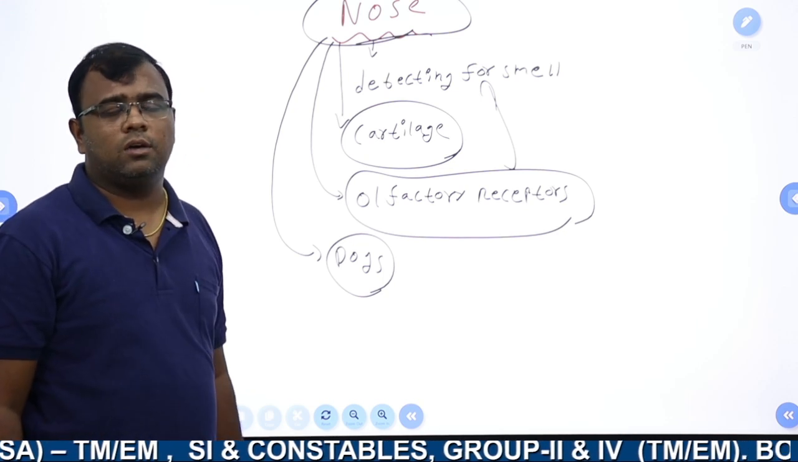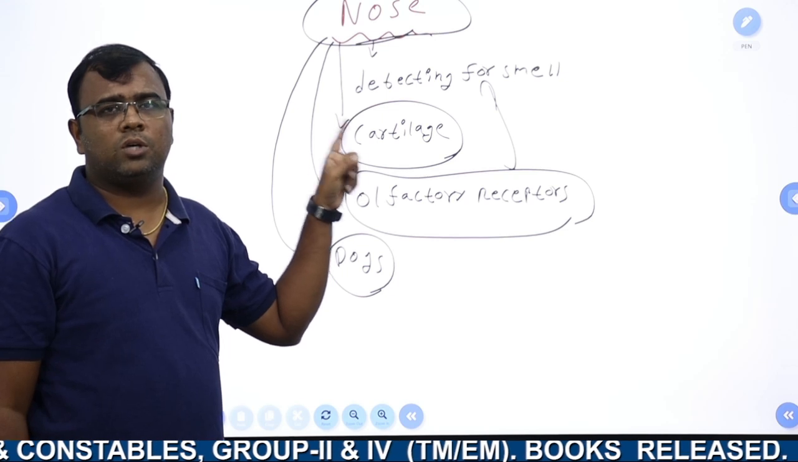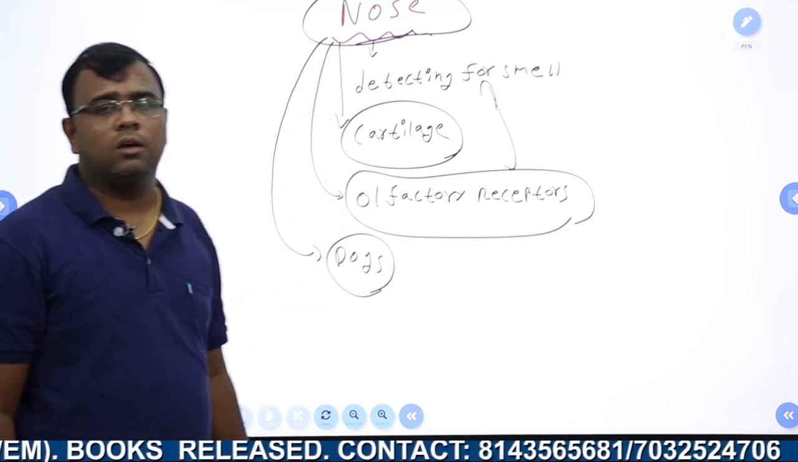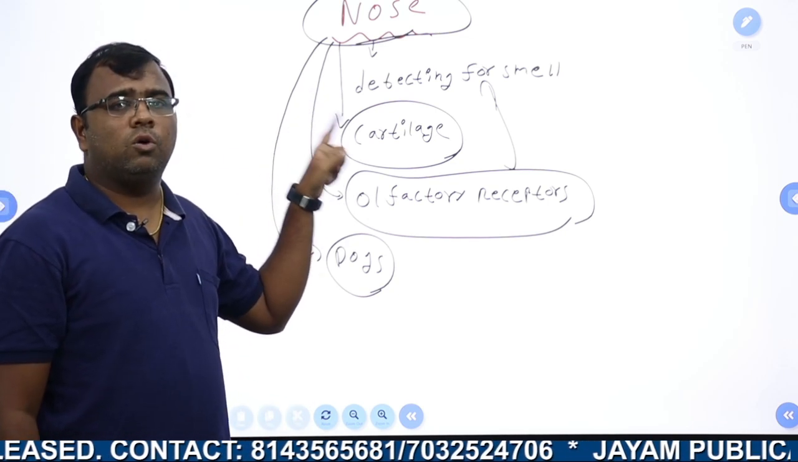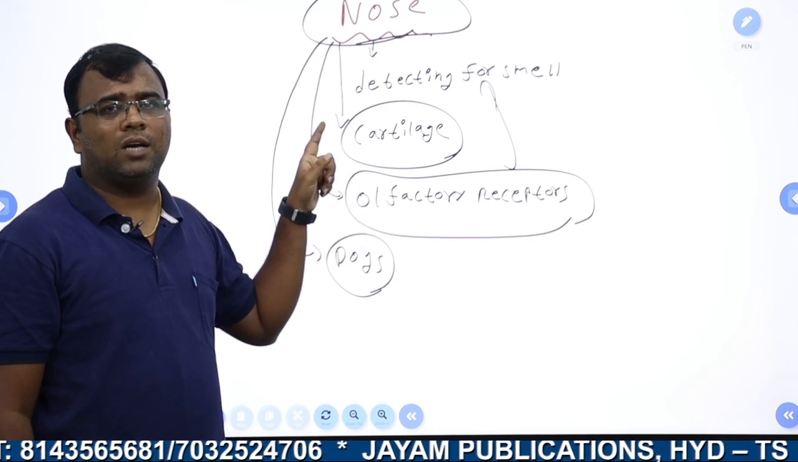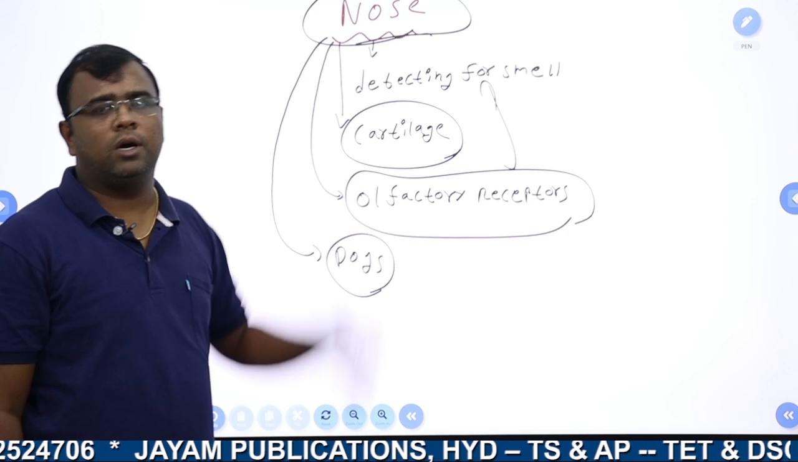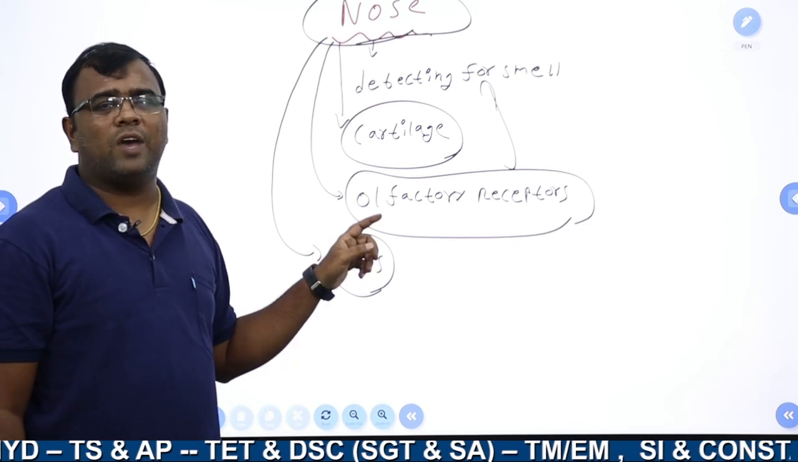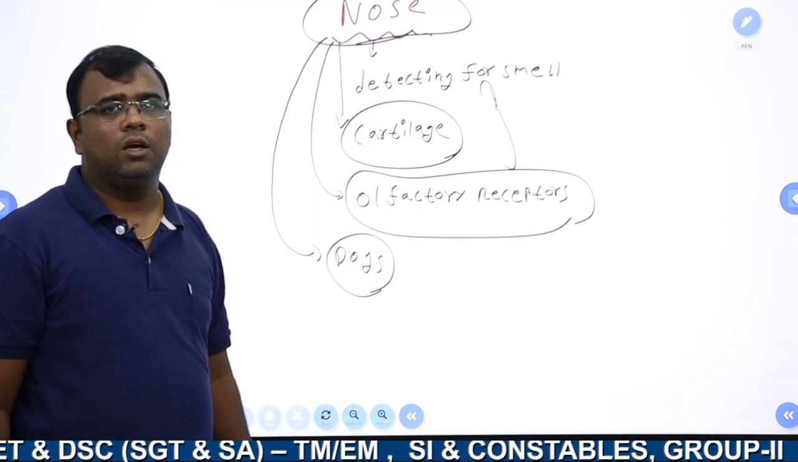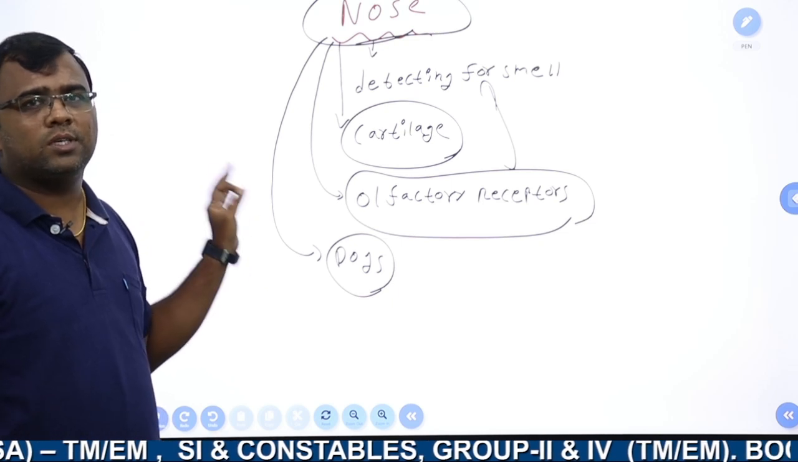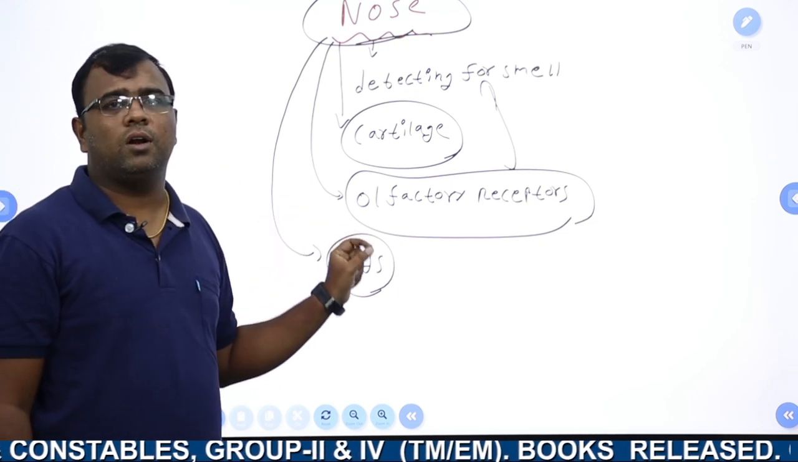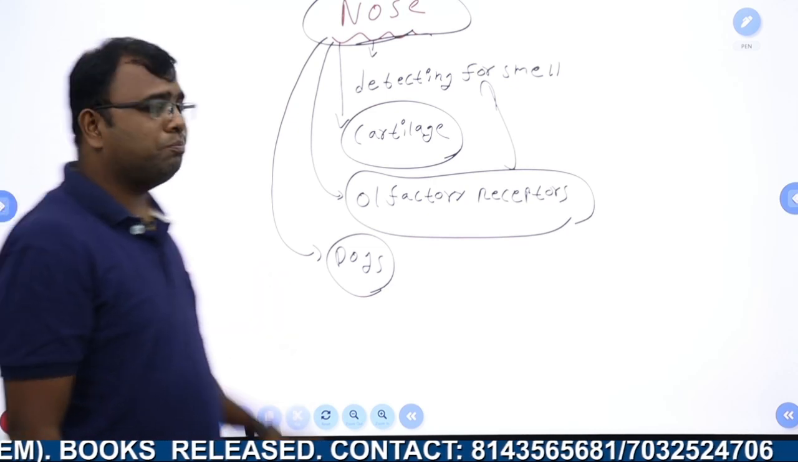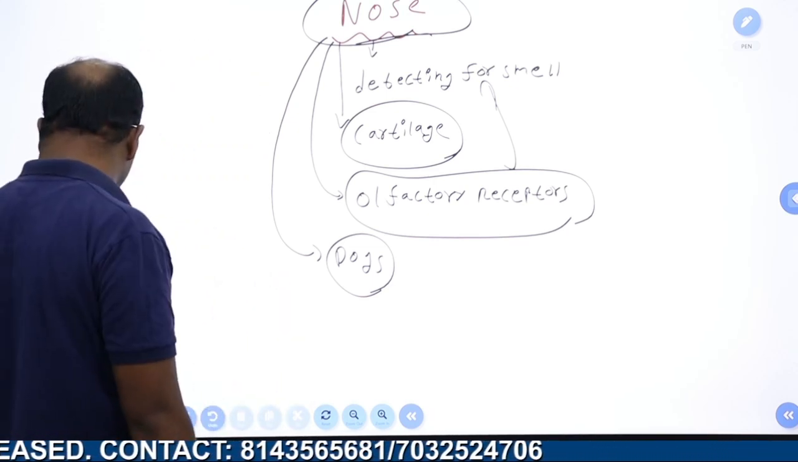Once again, I repeat. The study of the nose is also called rhinology. The nose is used for detecting smell. Inside the nose, the cartilage bone is present, the softest bone in the human body. Inside the nose, the olfactory receptors are present, used for detecting smell. The highest olfactory receptors are present in dogs. These dogs are used for identification of criminals also. This is the nose.